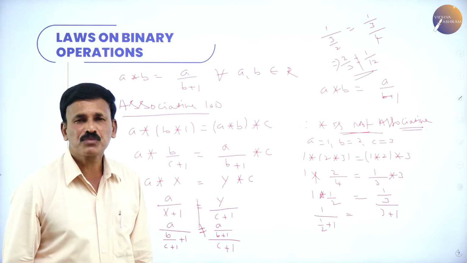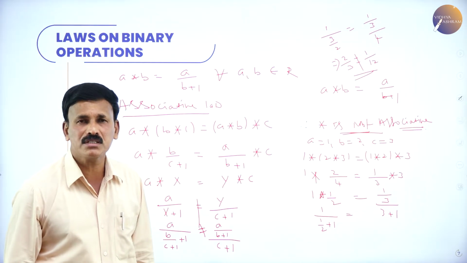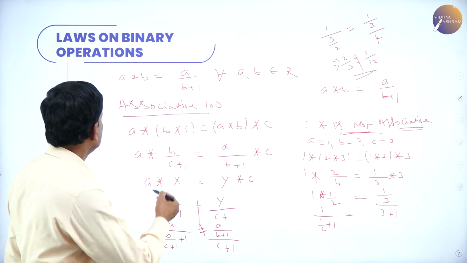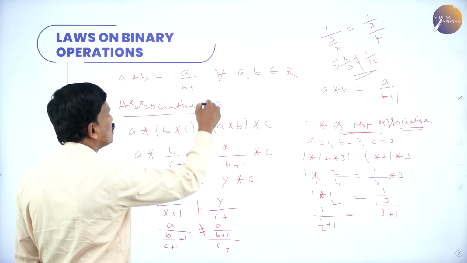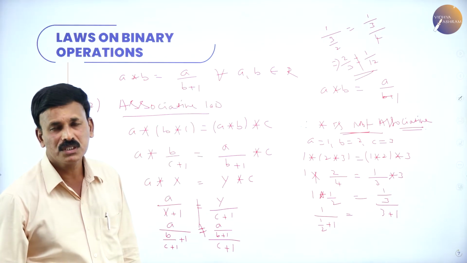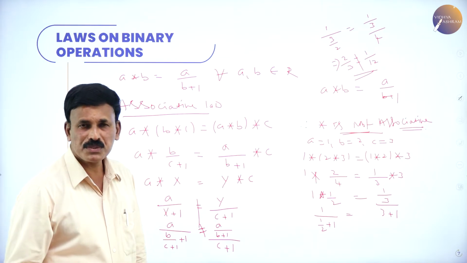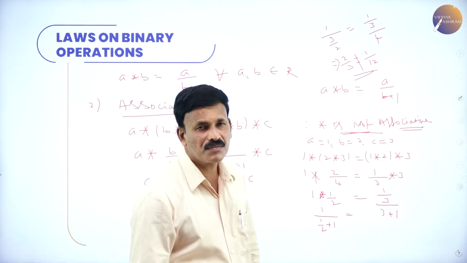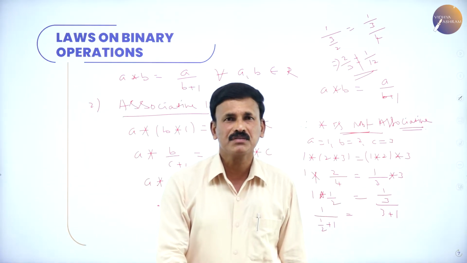Hence star is not commutative as well as it is not associative, where the condition is a star b is equal to a by b plus 1 for all a, b belongs to R. That is regarding the problems on commutative, associative, existence of identity and existence of an inverse element.